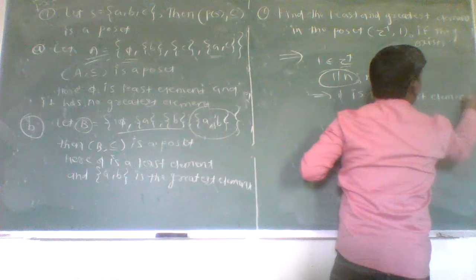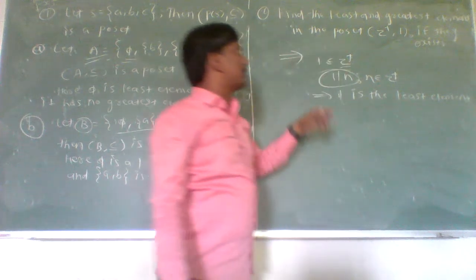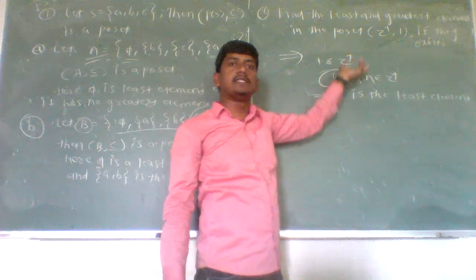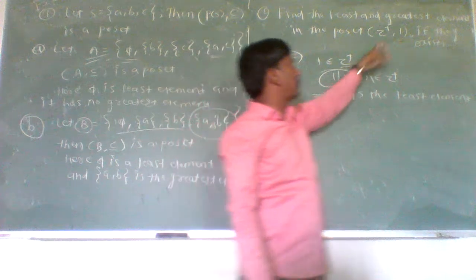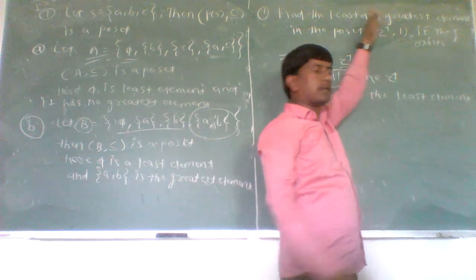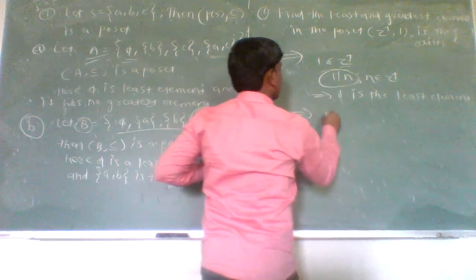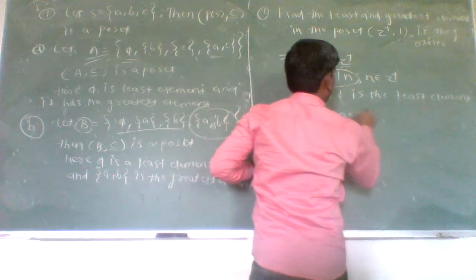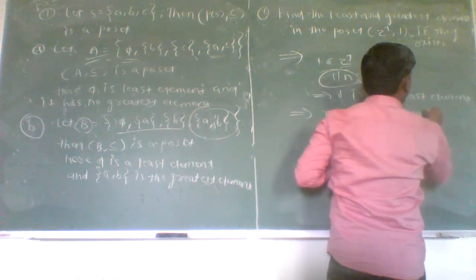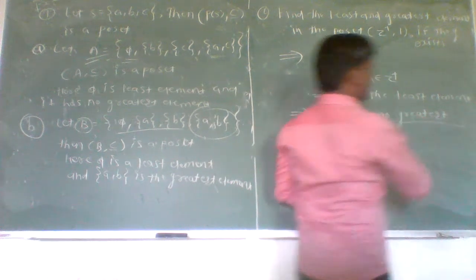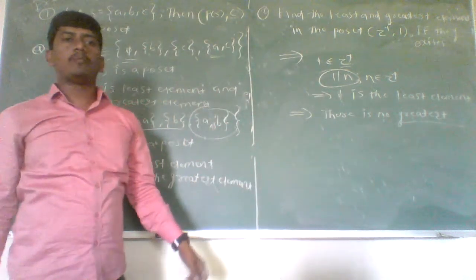Okay, now there is no element belonging to the set of positive integers which is divisible by all the integers. Such an integer is not possible. Therefore, there is no greatest element in Z plus. Why? Since there is no element belonging to the set of positive integers which is divisible by every positive integer.